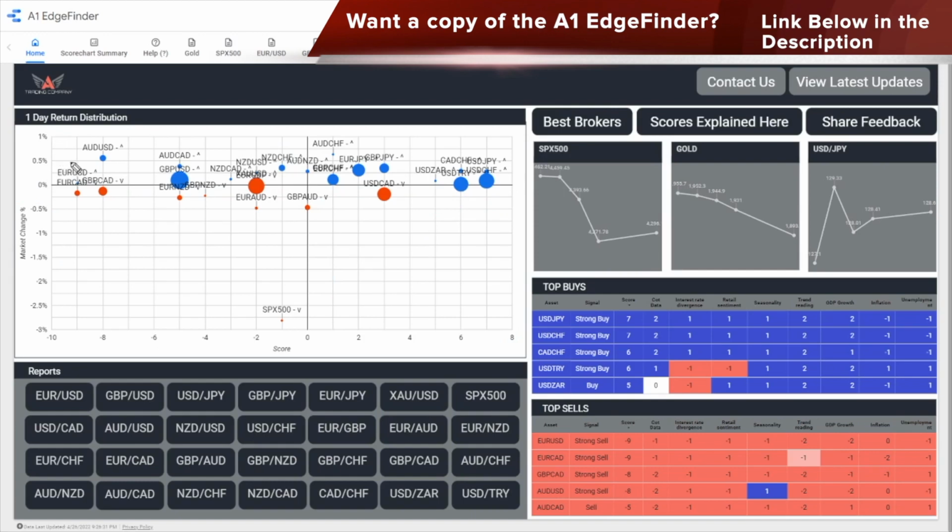Let's look at Aussie dollar, for example. Aussie dollar is getting a potential sell reading because we are seeing a price movement up, but overall Aussie dollar has a very high short score. So let's actually go look at that.